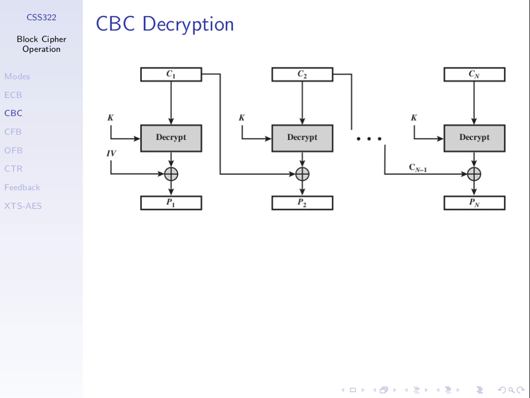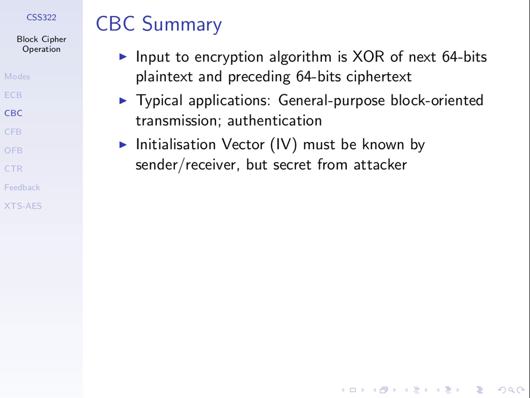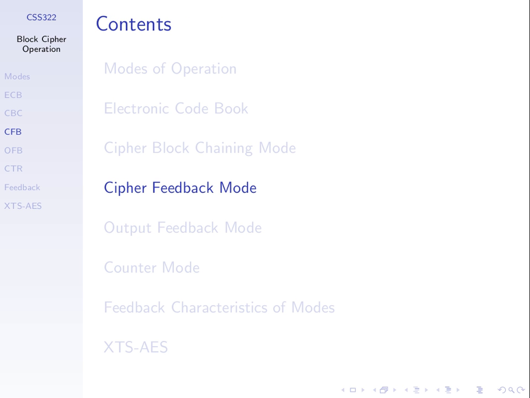Let's look at one more mode of operation, and then you can do some examples. CBC is used to encrypt data, a common approach used. The initialization vector must be known by the sender and receiver, and it should be kept secret. So it's another secret value. One more before you can do some examples. Cipher feedback mode.